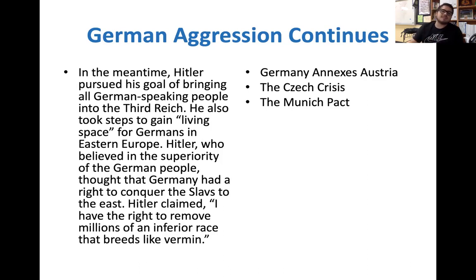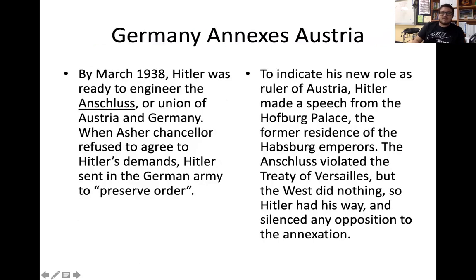And to continue this, we're going to talk about the German annexation of Austria, the Czech crisis, and the Munich Pact. Now, Germany is going to annex Austria. By March 1938, Hitler was ready to engineer the Anschluss, or Union of Austria and Germany. The Anschluss is the idea of combining these two countries.